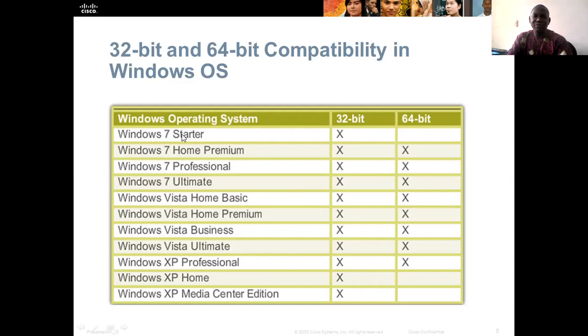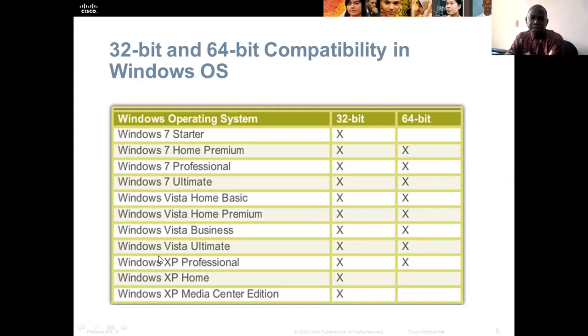So look at Windows 7 Starter. It's only 32-bit. When you see the mark, it means it can support only 32-bit. Windows 7 Home Premium can support both 32 and 64-bit. Windows 7 Professional can support 32 and 64-bit. Windows 7 Ultimate can support 32 and 64-bit. Windows Vista Home Basic can support 32, 64. Windows Vista Home Premium, 32, 64. Windows Vista Business supports 32, 64.